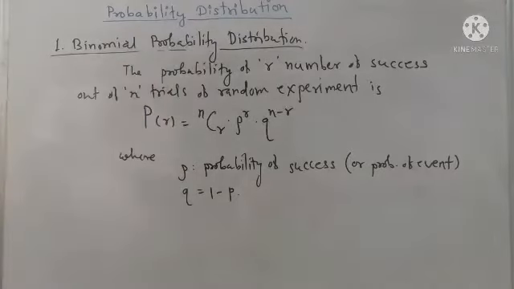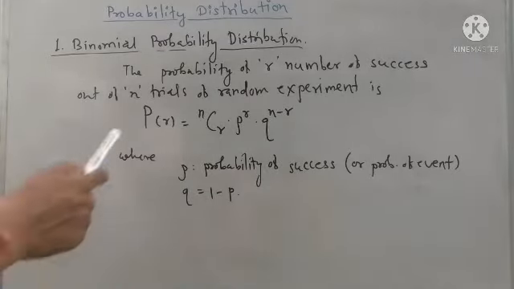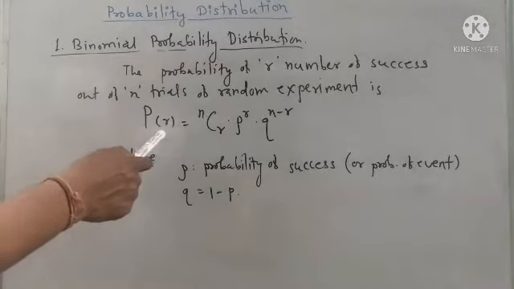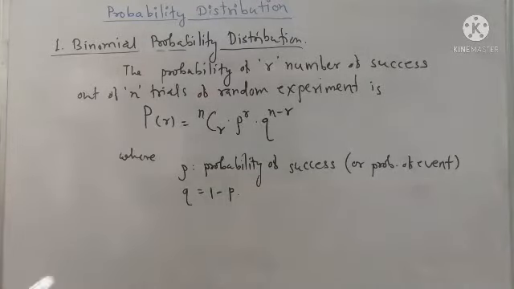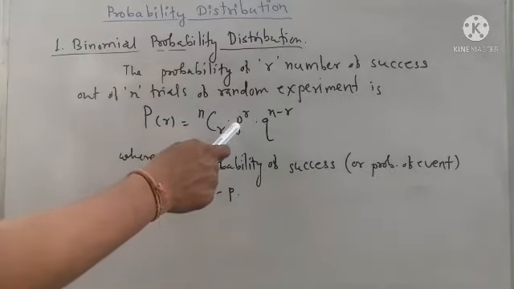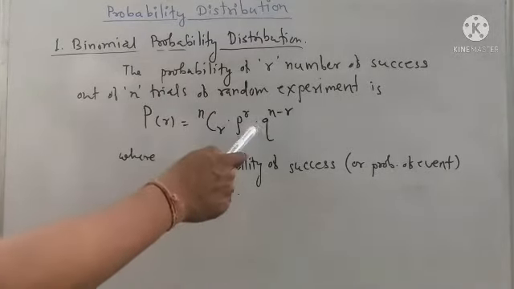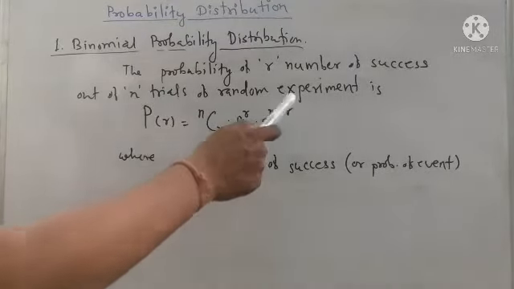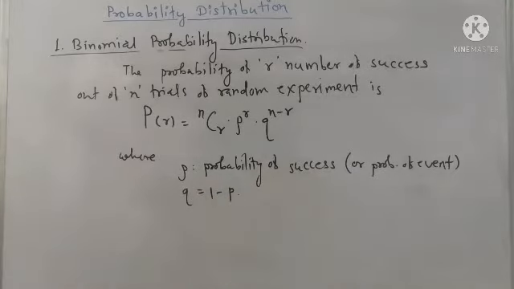Binomial probability distribution. The probability of r number of successes out of n trials of a random experiment is given by the binomial distribution, which is defined by P of r, that is, probability of r successes, is equal to nCr into p raised to r into q raised to n minus r, where p is called the probability of success, or it is the probability of an event in a random experiment.